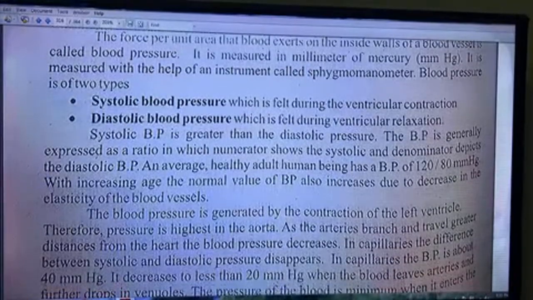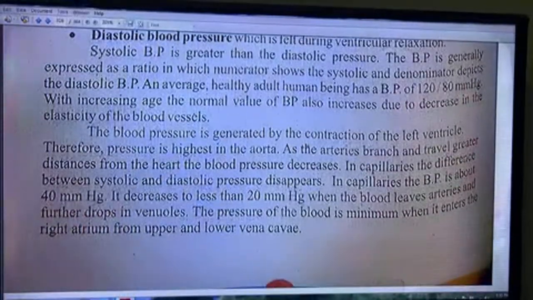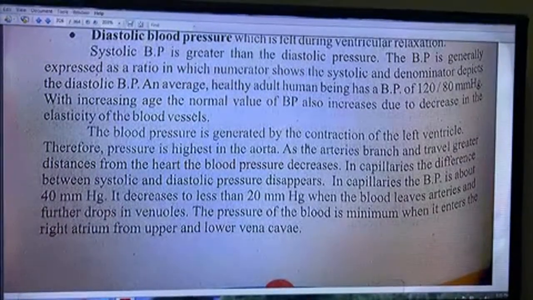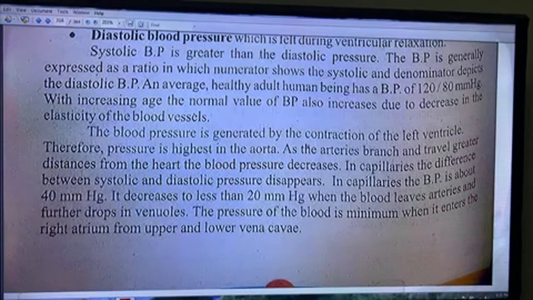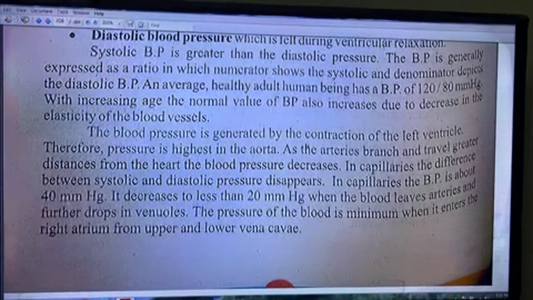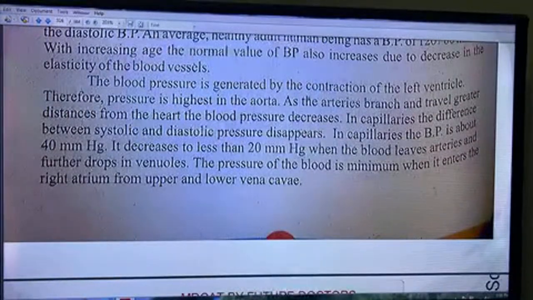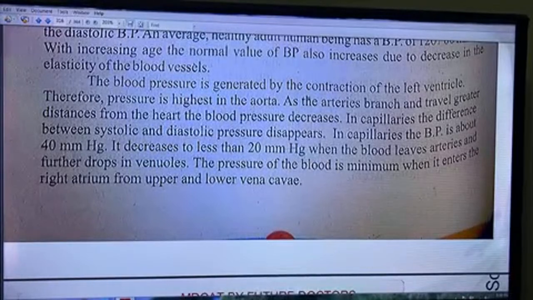Systolic blood pressure is greater than the diastolic pressure. The blood pressure is generally expressed as a ratio in which the numerator shows the systolic and the denominator reflects the diastolic blood pressure. An average healthy adult human being has a blood pressure of 120 over 80 mmHg. With increasing age, the normal value of blood pressure also increases due to a decrease in the elasticity of blood vessels.